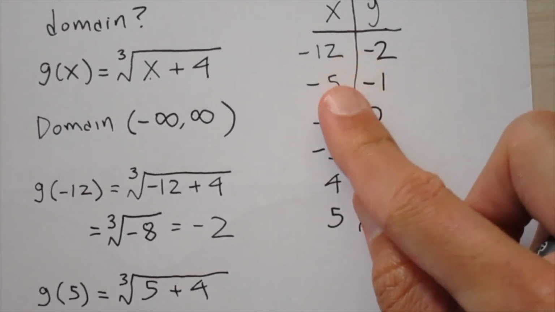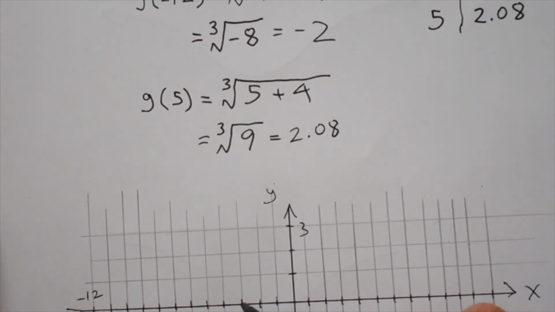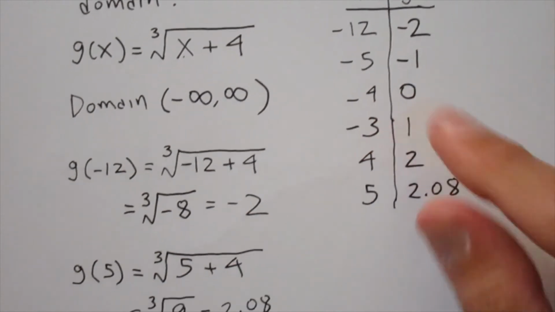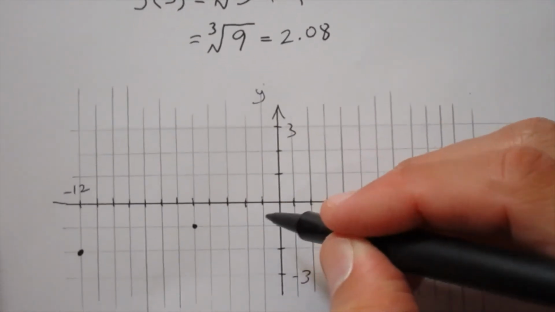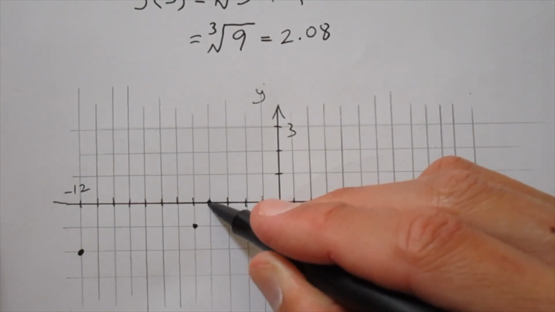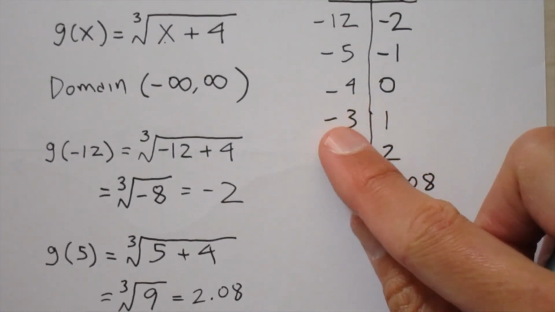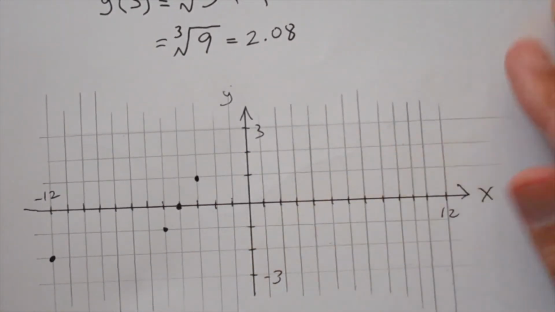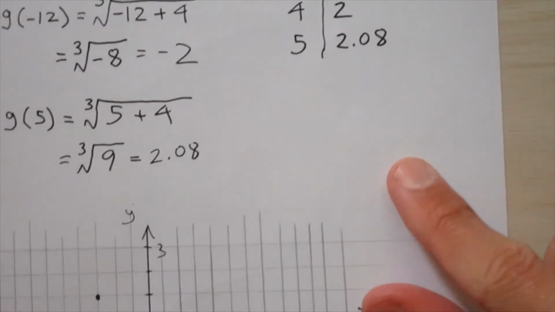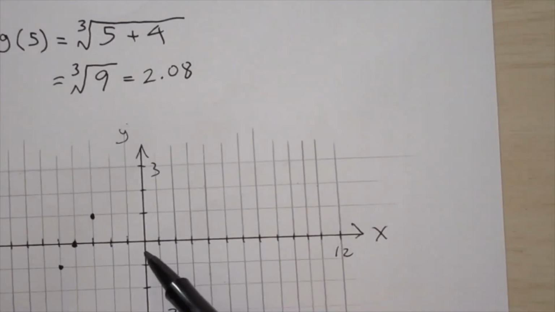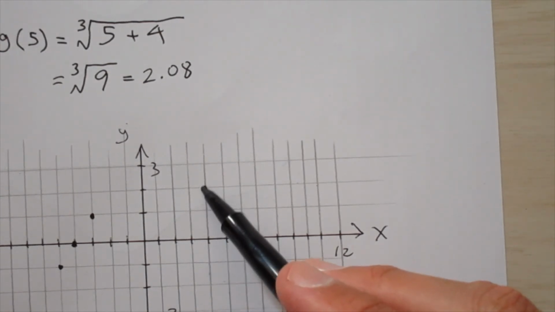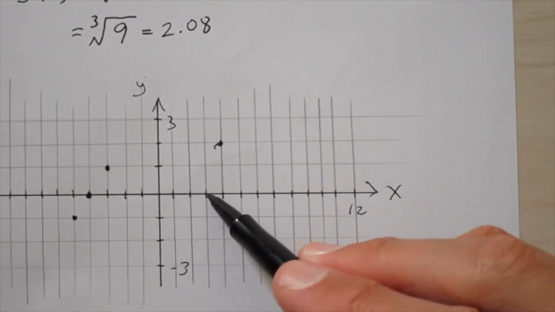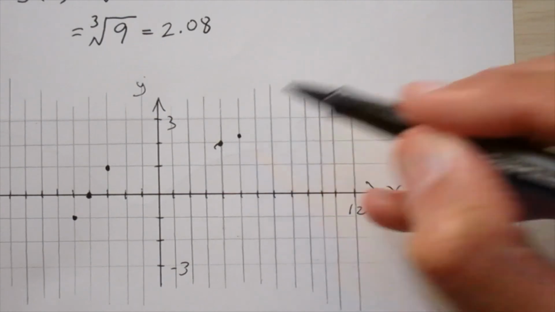And then the next point, negative 5, negative 1. 1, 2, 3, 4, 5. Negative 1 is right there. Next point, negative 4, 0. 1, 2, 3, 4, 0, right there. Next point, negative 3, 1. 1, 2, 3, 1 is right there. Next point, 4, 2. 1, 2, 3, 4, and then 2 is right here. And then the next point, 5, 2.08. So 1, 2, 3, 4, 5, and then 2.08 will be somewhere approximately there.